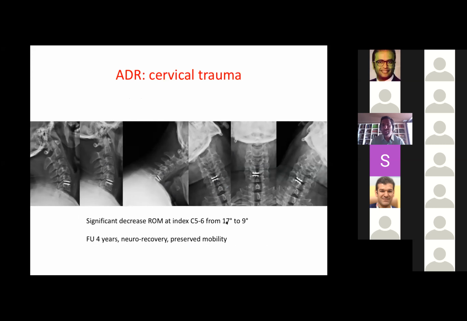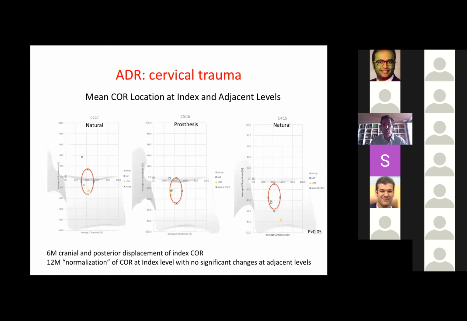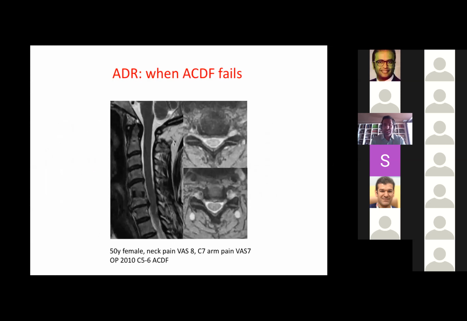So the prosthesis itself was able to preserve mobility, but also to limit the excess of mobility. And this is quite an interesting fact. With 4 years follow-up, we can see a very good location of the center of rotation, either at the operated level and adjacent levels.